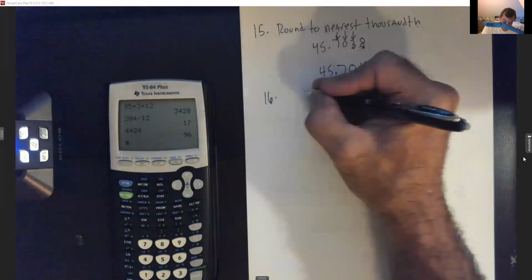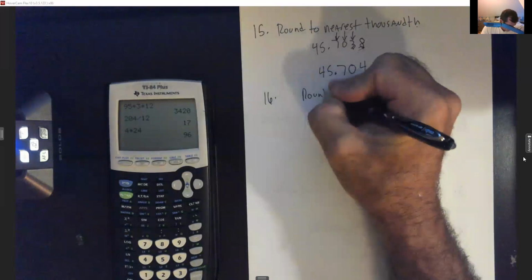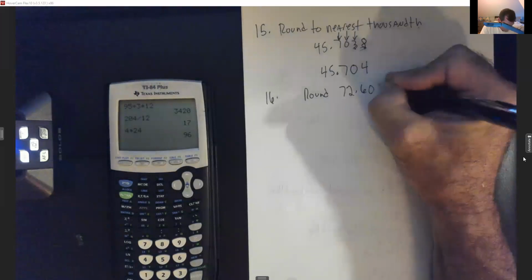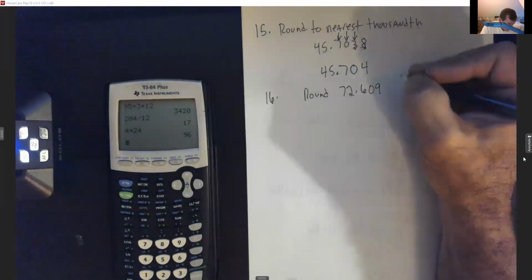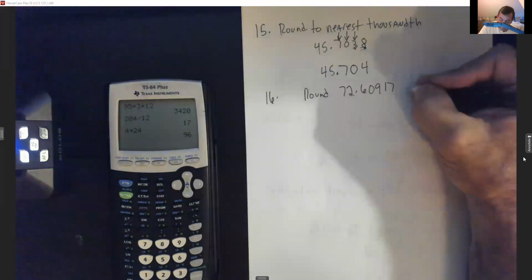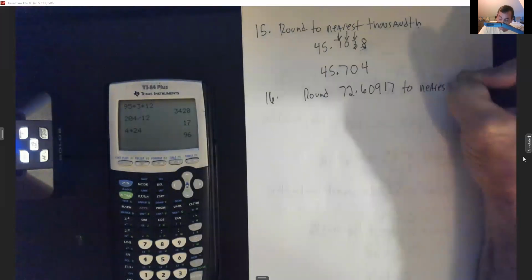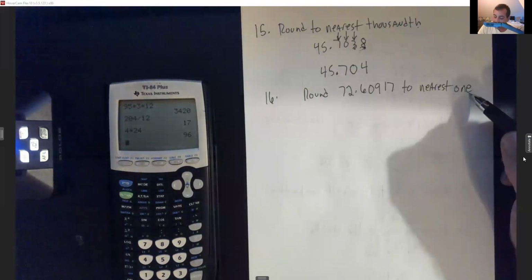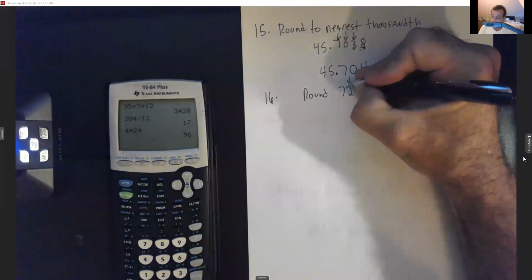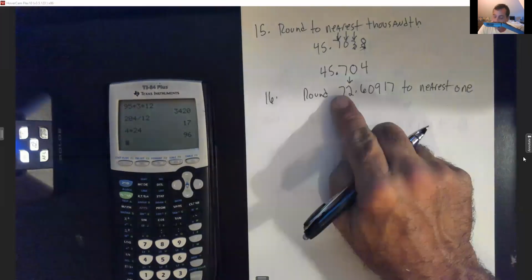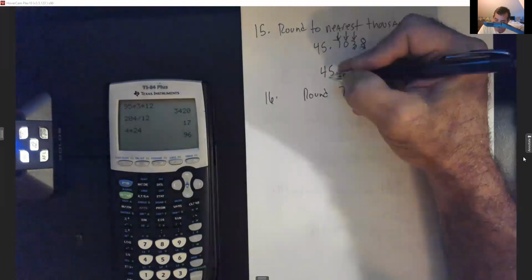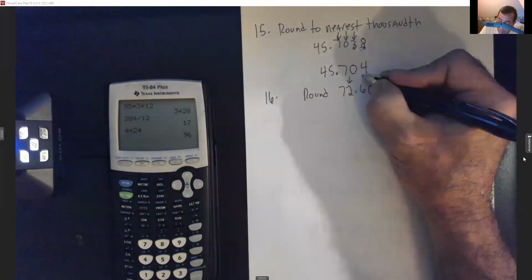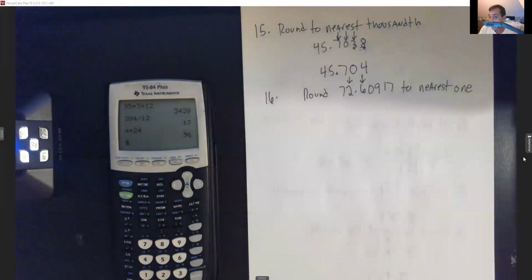All right, I'm going to round 72.60917 to the nearest 1. So 1 is on the left side of the decimal. That's the 1 spot. The next would be the tens, and then the hundreds, thousands, and so forth. So if I'm going to round to the nearest 1, I need to look at the number right behind it to see if I leave it the same or if I round up.